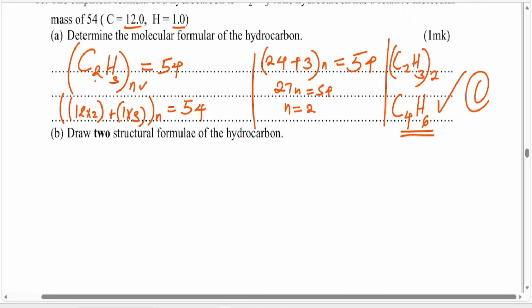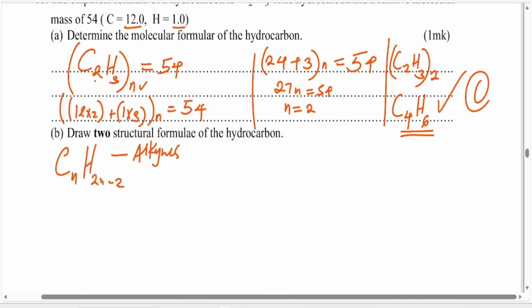Draw two structural formulas of the hydrocarbon. So learners, we need to understand that C4H6 lies in the group of hydrocarbons that we call alkynes, because it follows the general formula CnH2n-2, and this is for alkynes. So if this is for alkynes, then I want to have 2 structures for this particular compound.